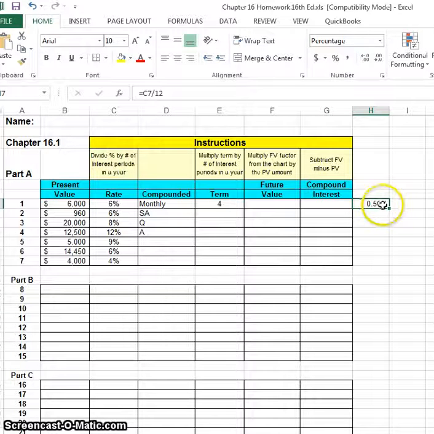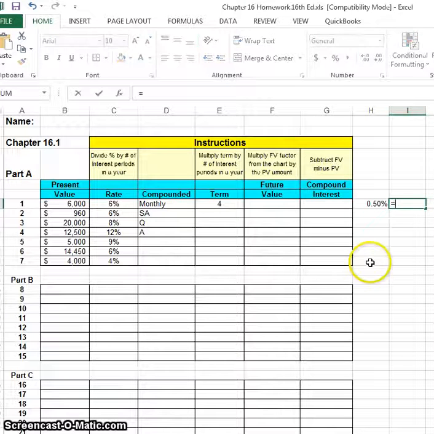So this is the percent we're going to look for when we look these things up on a chart to find the future value factor. The other thing you need to do is take a look at the number of years. In this case, it's 4 years over the life of this account, and how many compounding periods we're going to have. So this is going to be 4 times 12.